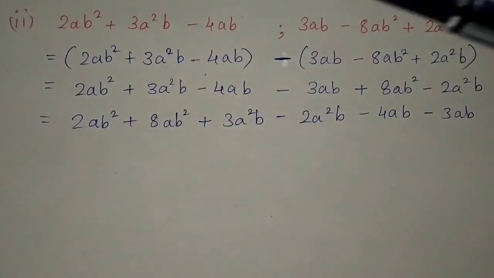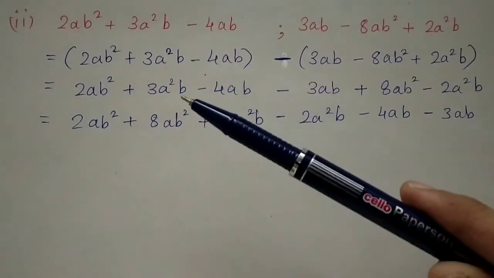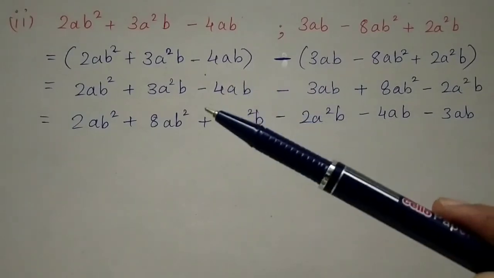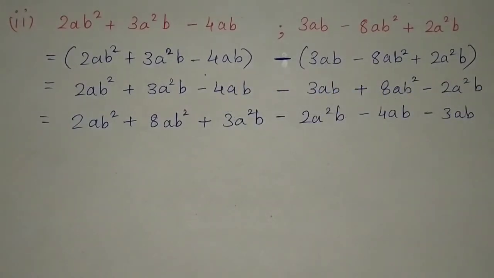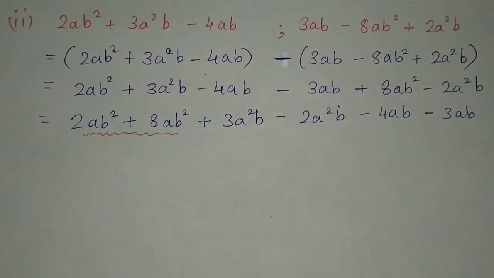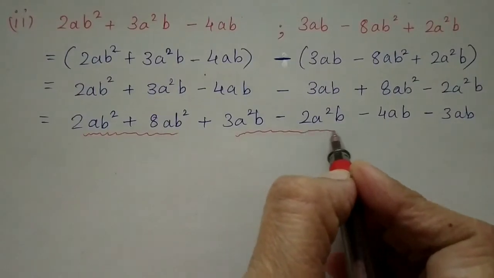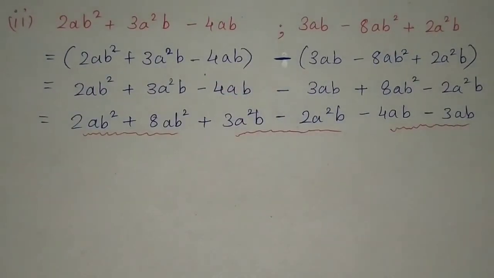So I have written 2ab square, and with that I have written 8ab square. With 3a square b I have written minus 2a square b. With minus 4ab I have written minus 3ab. Now let us check and add the similar terms. So this is similar, 2ab square plus 8ab square. These two are similar, and finally these two are similar. Okay, so we are going to carry out operations on these.